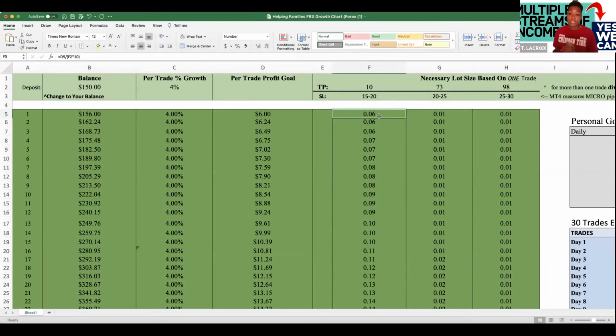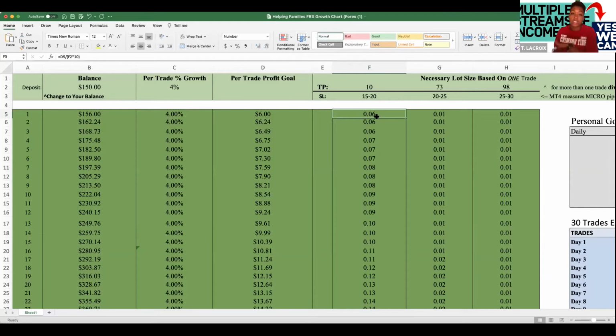If it was 0.60, that's $6. And if it's one whole lot size, that's a $10 lot. So that's $60 per every move in the market. For every pip I clear, that's $60, $60, $60. That's how it's calculated, and I'll show you how to calculate them. But that's how that works.